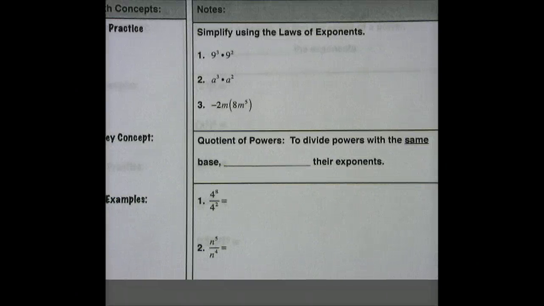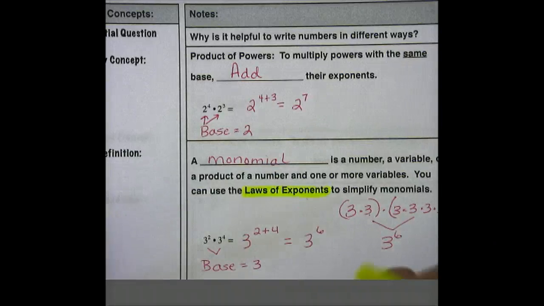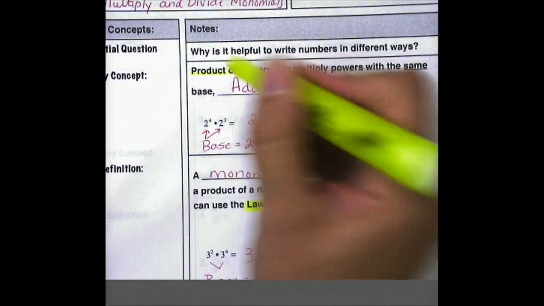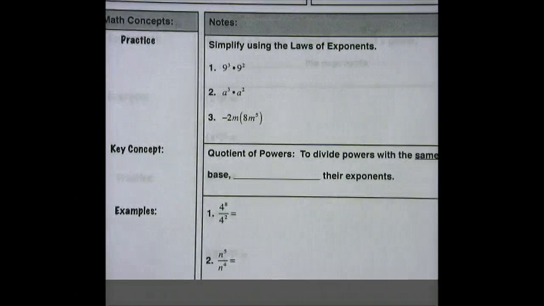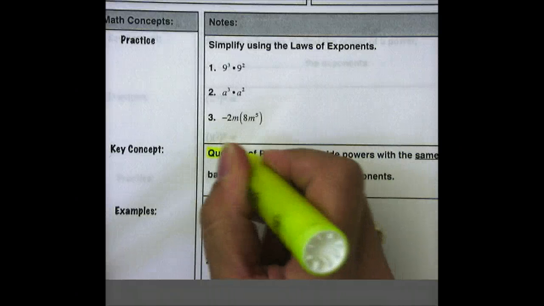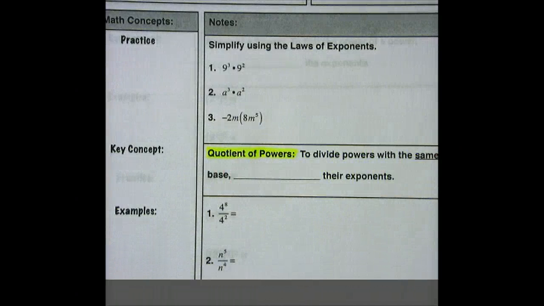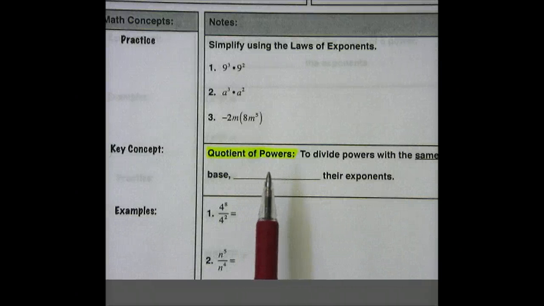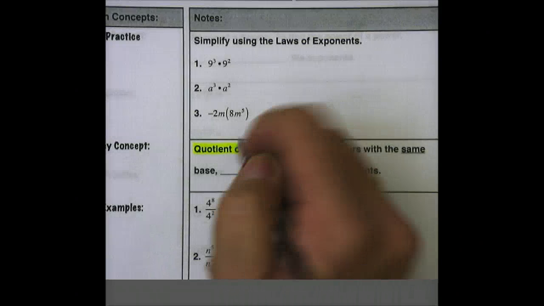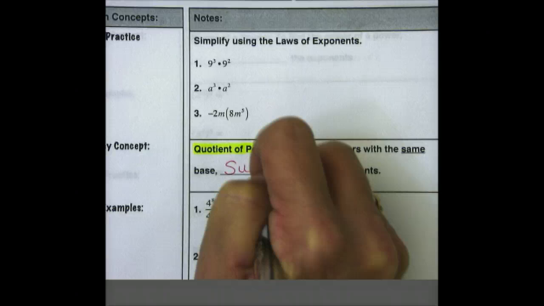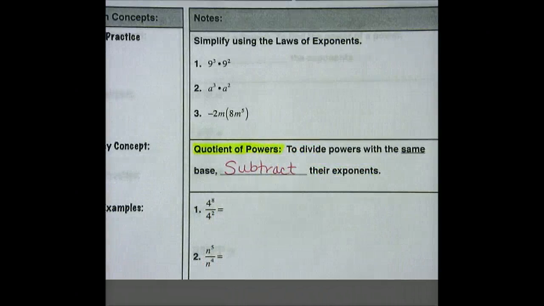Okay, you've had some time to finish those problems, so let's look at the quotient of powers. Let's go back first of all to that first page and highlight product of powers. That's our first law of exponents. And then our second law of exponents is quotient of powers. Our next lesson will continue with some other laws of exponents, but for now we'll just do these two. So the quotient of powers says to divide powers with the same base. This is familiar again. We're going to subtract their exponents.